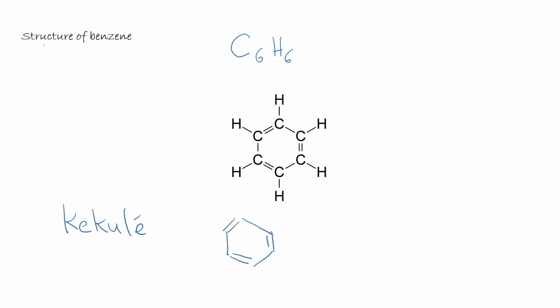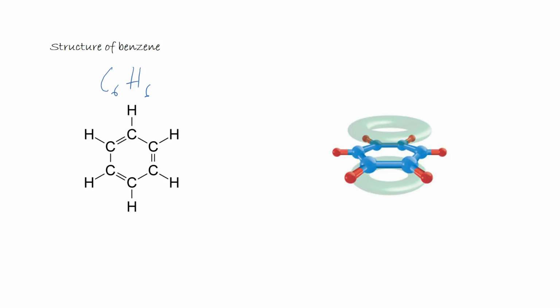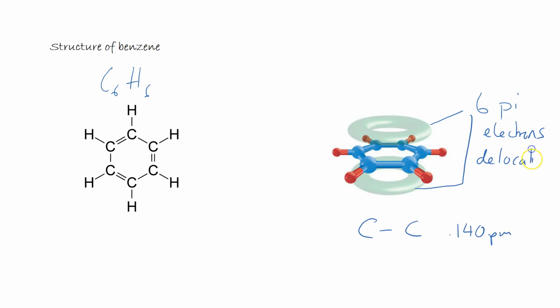However, there's several pieces of evidence that suggest that the double bonds are not localized, but actually the electrons are what are called delocalized in a ring structure. So we now have strong evidence to prove that benzene is actually C6H6, where each carbon-carbon bond is the same length, approximately 140 picometers in length, and that there are 6 pi electrons which are delocalized above and below the plane.